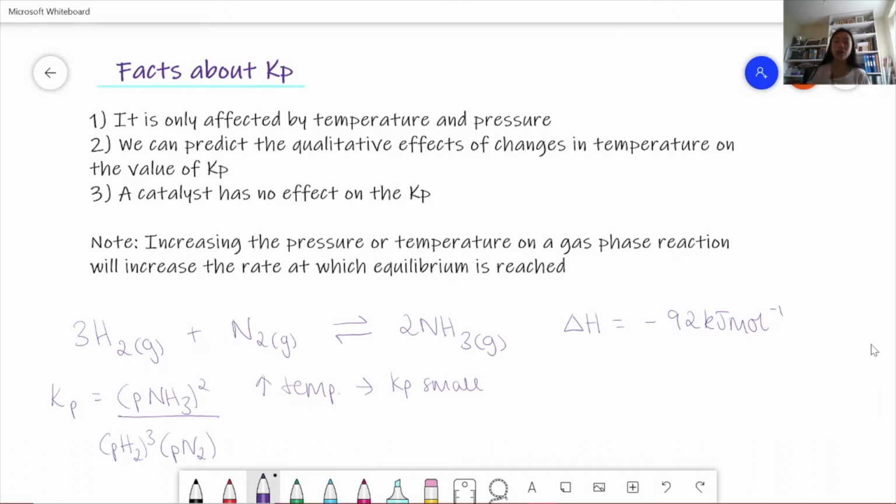And so we get more products, so we get a bigger value on top of the fraction for Kp compared to the bottom, and so the Kp is big. So when we decrease the temperature, the Kp is big.